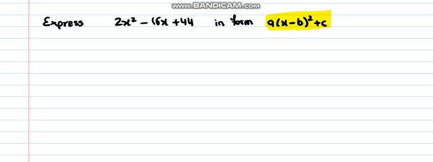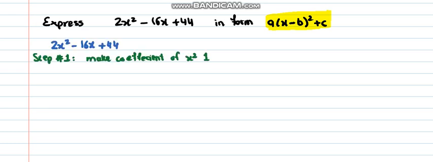Now let's learn how to convert a standard ax squared plus bx plus c form into a completed square form. So our step number 1 would be to make the coefficient of x squared to be 1. Over here we have a coefficient 2, so what we can do is take 2 common from the whole expression. This becomes x squared minus 8x plus 22.